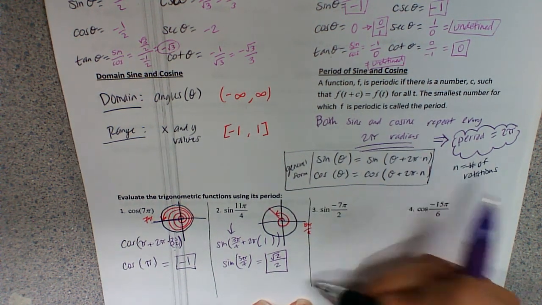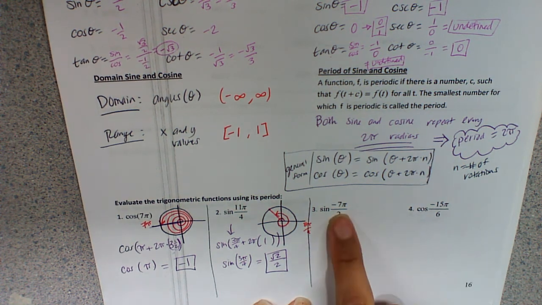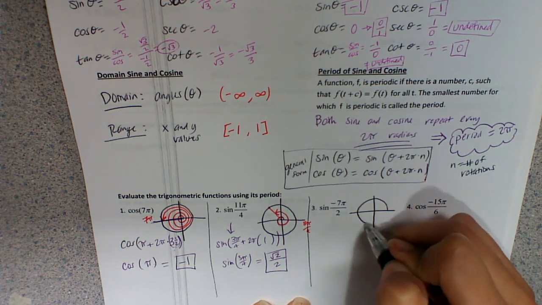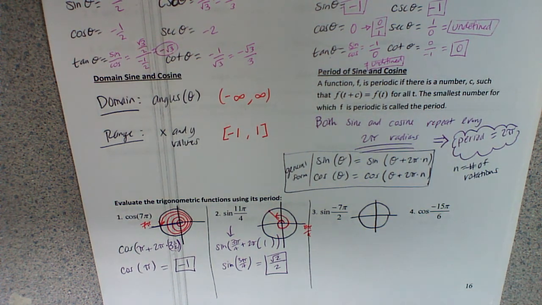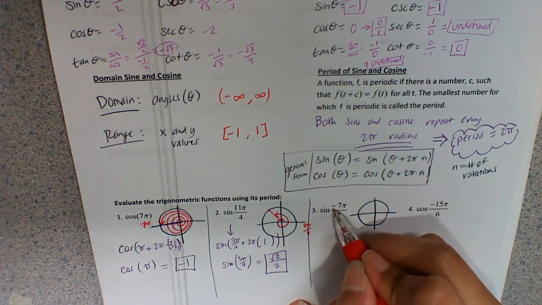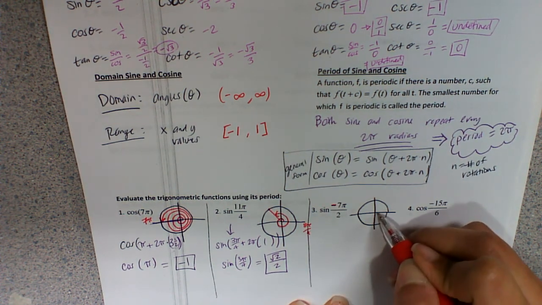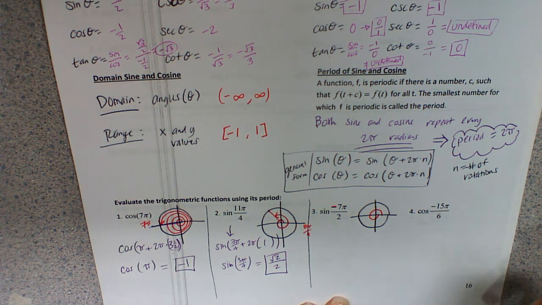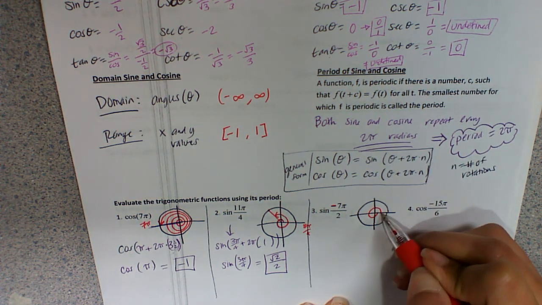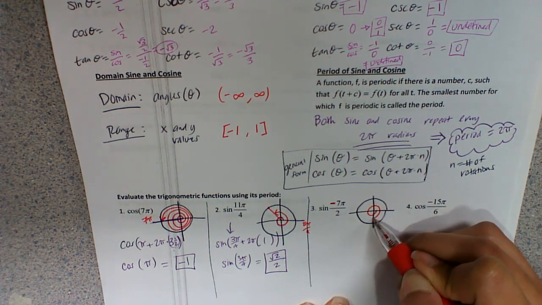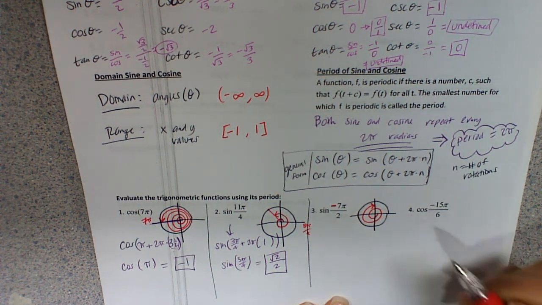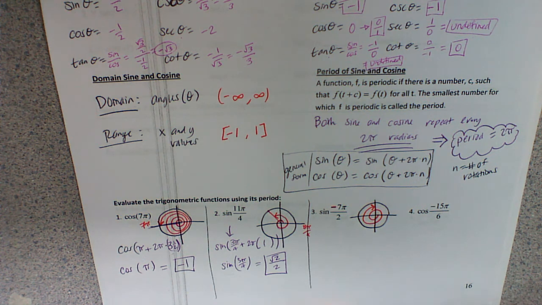Number 3, again, go ahead and pause the video, see if you can locate -7 pi over 2. -7 pi over 2 will be, and because it's a negative angle, just be careful, we're going to go around this way, so this would be 2 pi. So -7 pi over 2 would be right over here in the same location as positive pi over 2.